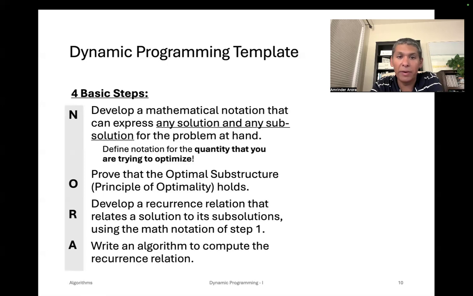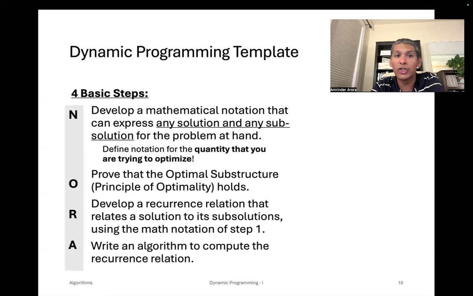And another trick to remember here is you want to define the notation for the quantity that you are trying to optimize, even though sometimes the question will ask us for something like what's the sequence, what's the direction, what are the steps you have to follow, etc. And we normally change that question ourselves to say, okay, what is exactly that we are being asked to optimize, minimize, or maximize? That particular quantity is what we want to develop the mathematical notation around.